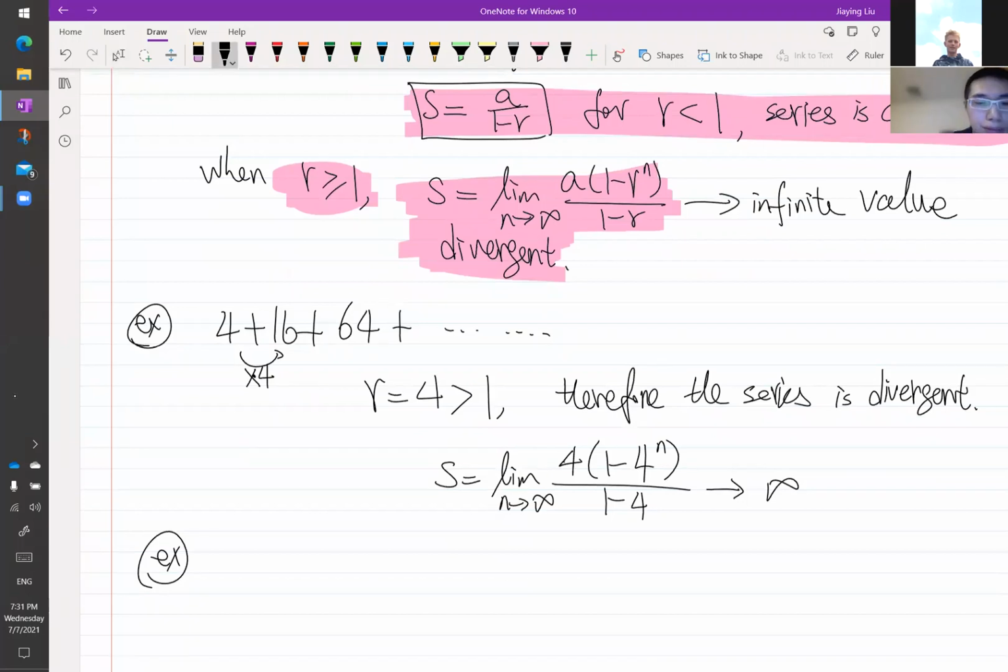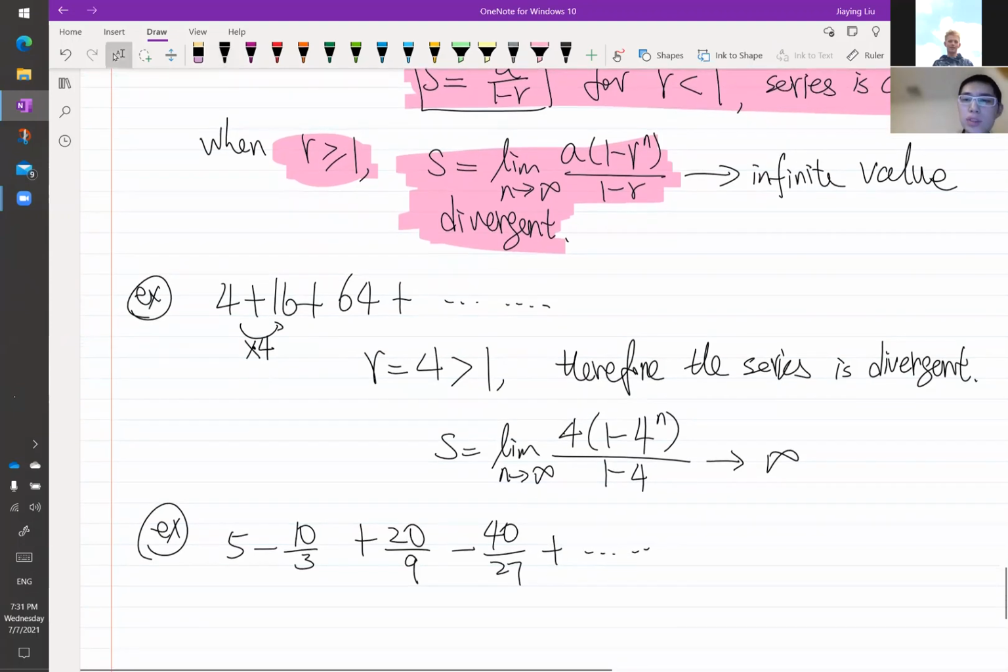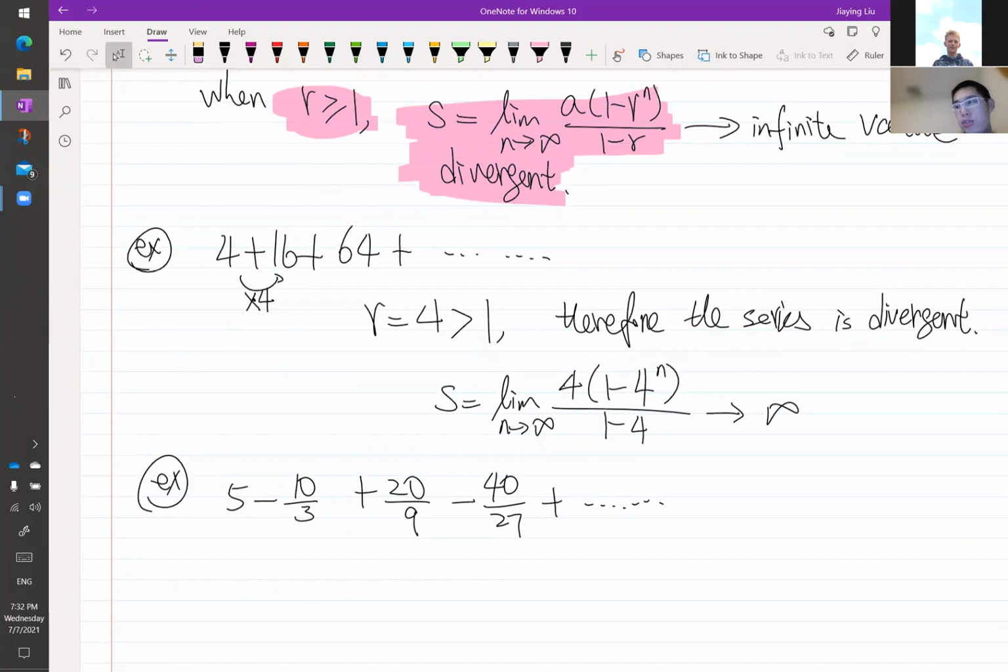A second example, we have 5 minus 10 over 3 plus 20 over 9 minus 40 over 27, and so on. What about this series? Is this convergent or divergent? Can we find the limit? Can we find the sum? Well, let's just see if it's geometric. Because I'm picking this example, you're probably already thinking it's geometric.